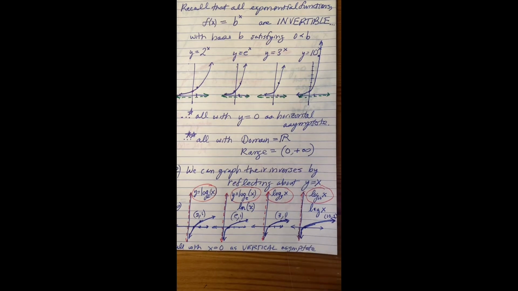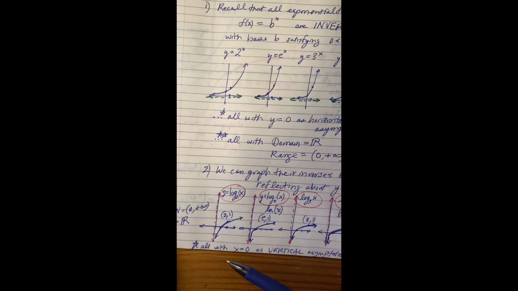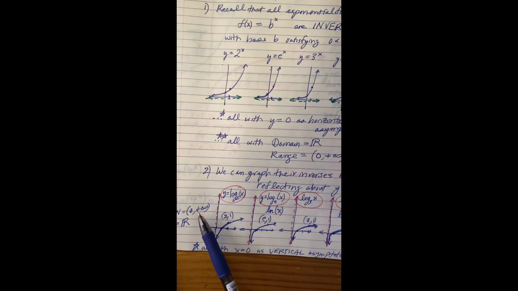Notice how that is telling you that the domains of these functions are, well, whatever the range was of the original functions, that becomes the domain of the inverse functions. So the range of the exponential functions was from 0 to plus infinity. Therefore, the domain of these log functions are from 0 to plus infinity. So no negative inputs, no negative inputs, no negative inputs, and no zero inputs. However, that does not mean that the outputs are not negative.